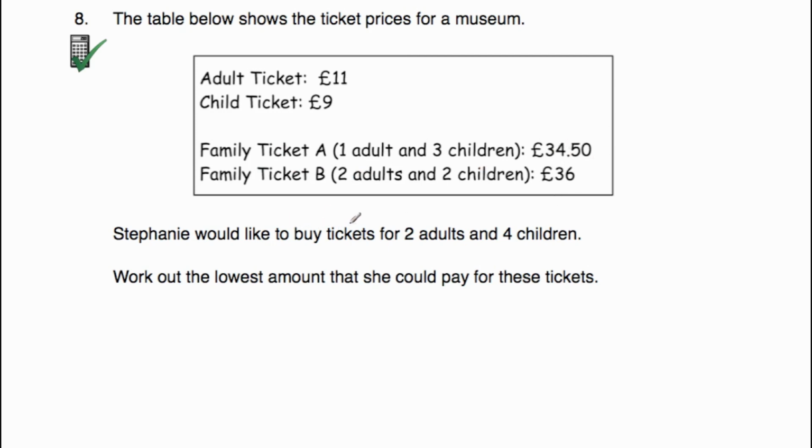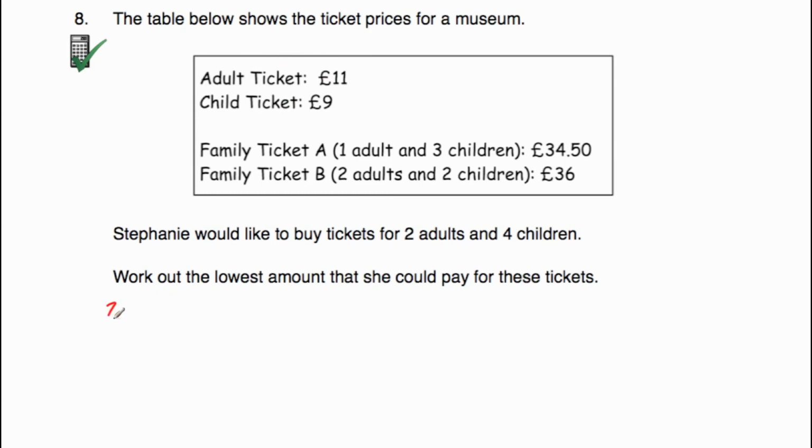And Stephanie would like to buy tickets for 2 adults and 4 children. Work out the lowest amount of money she could pay for these tickets. And this is a calculator question, which is quite handy. Now, what I'm going to do here is she needs to buy tickets for 2 adults and 4 children. So just to begin with, I'm going to work out how much it would cost without a family ticket.